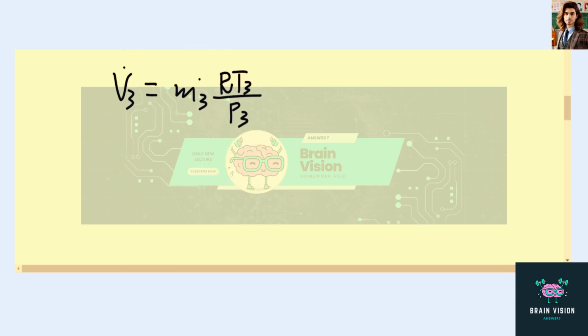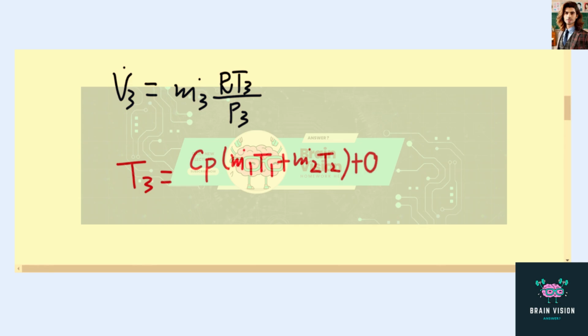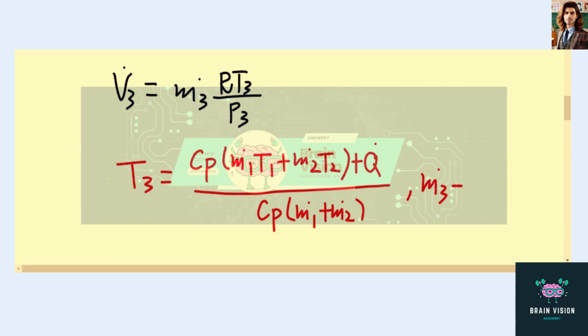And remember from the previous question, we know that T3 is equal to Cp times M1 dot T1 plus M2 dot T2, plus Q dot, over Cp times M1 dot plus M2 dot. And also we know that the mass flow rate for the mixture, M3 dot, should be equal to the sum of the mass flow rates of the two ideal gases. So now we can plug back into the equation.